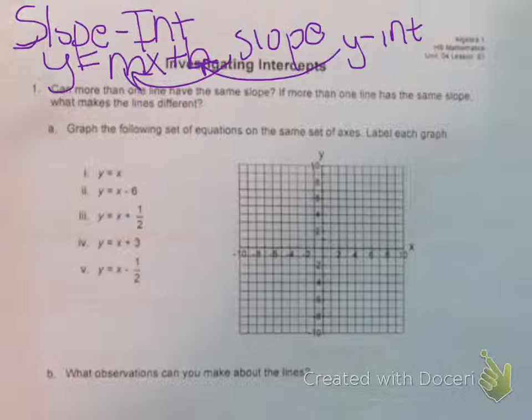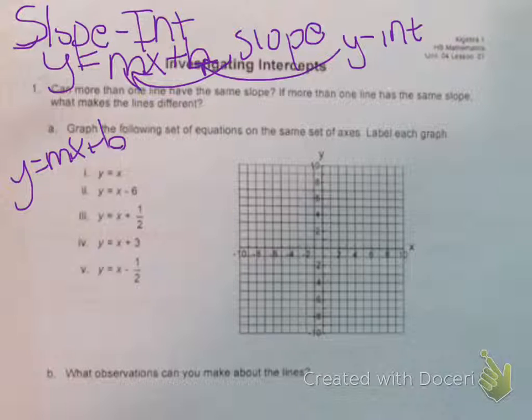Okay, so number one says, can more than one line have the same slope? If more than one line has the same slope, what makes the lines different? So they're going to give us some examples here, and we're going to graph them. If you look at these Roman numerals 1 through 5, you'll notice that they are all in slope-intercept form. So remember, y equals mx plus b. And I can tell from looking at these equations that all of these equations have the same slope. Remember, the number in front of x, or the coefficient, is your slope. That's your m. And they all have a 1. And the b is what's going to be different this time.